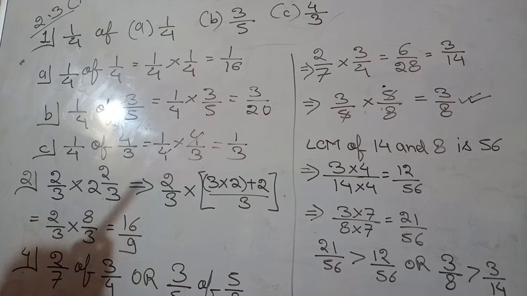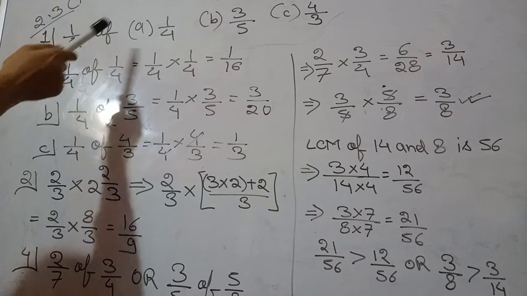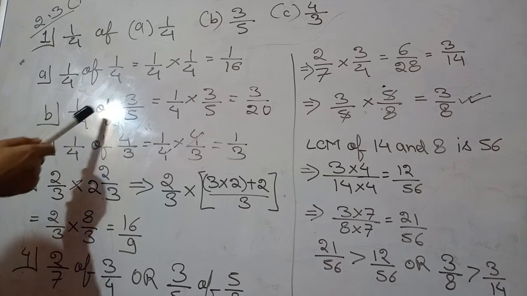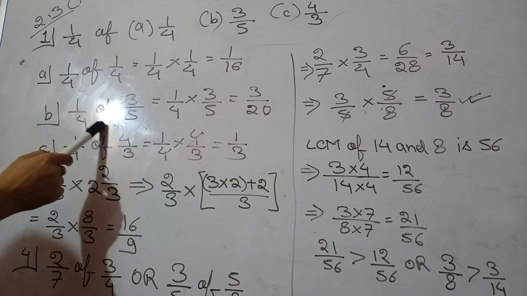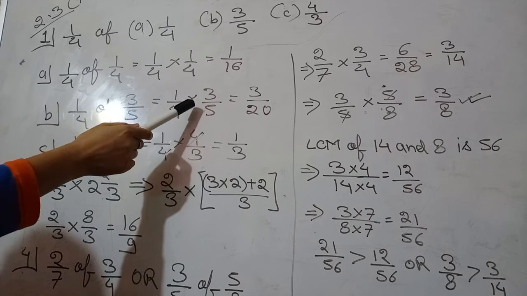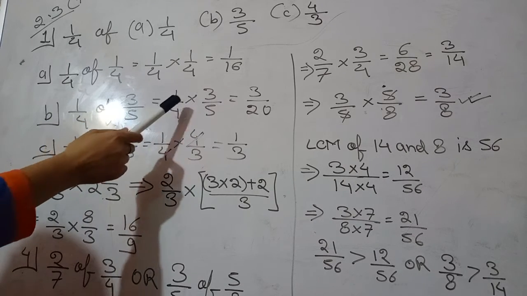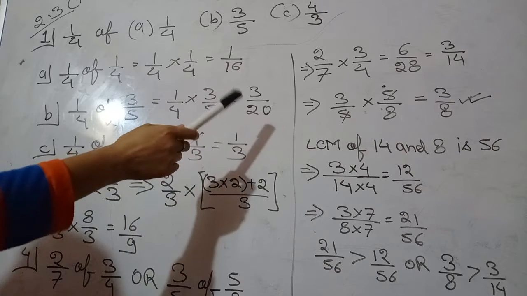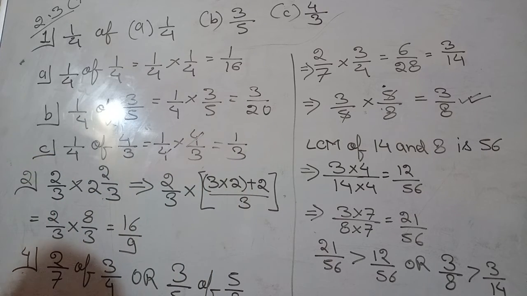Okay. Now B number option. B number is given 1 by 4 of 3 by 5. Now again we have to eliminate this "of". What will we write in place of it? We will write the multiplication sign. So numerator to numerator, 3 ones are 3, and 5 fours are 20. So 1 by 4 of 3 by 5 is 3 by 20.